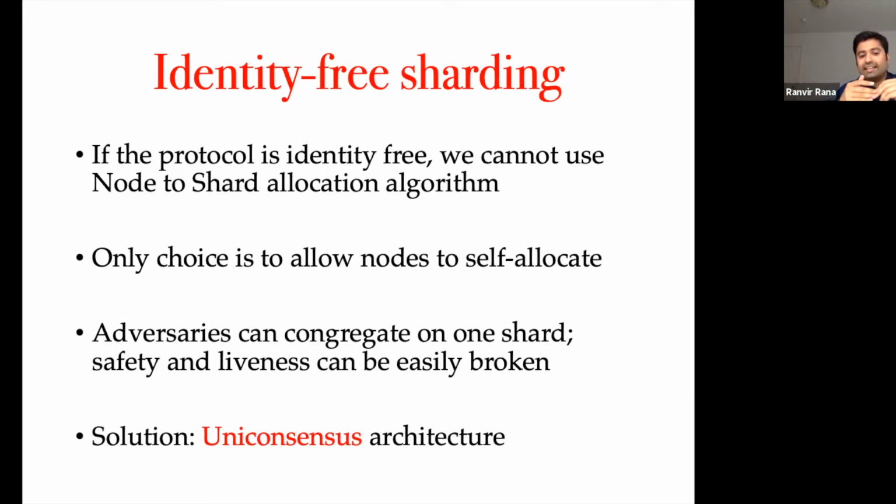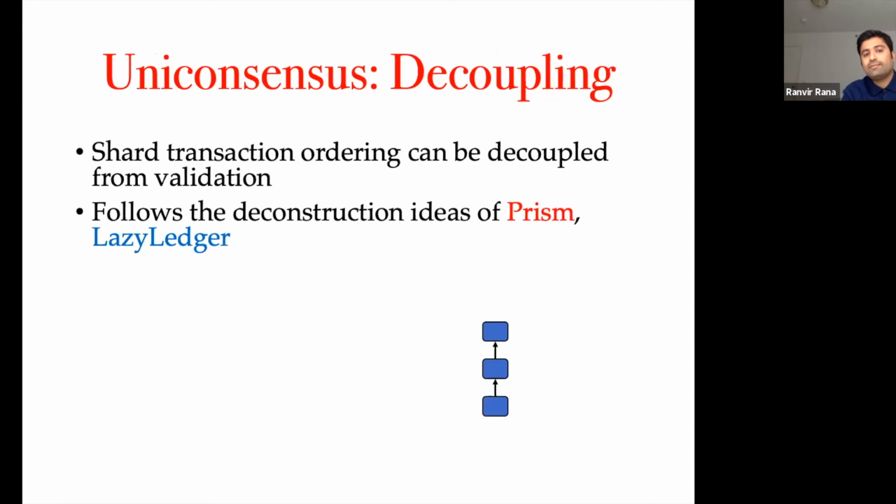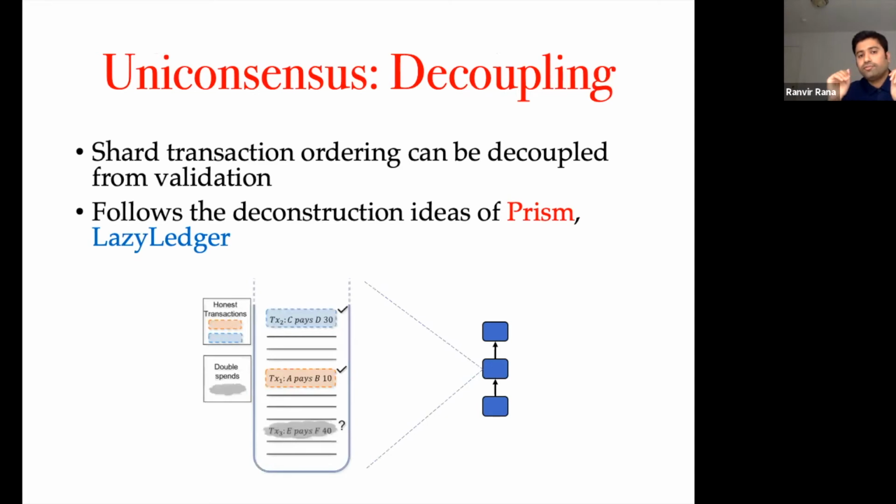restriction, we need to define a new architecture, which we call a uniconsensus architecture, where the consensus or ordering happens through a single chain which everyone maintains. It's a lightweight consensus which everyone maintains, and that defines the order of all the shards, as opposed to a separate consensus algorithm for each shard. So there are a few building blocks to this uniconsensus architecture. One of the fundamental ones is you decouple transaction validity from transaction order.